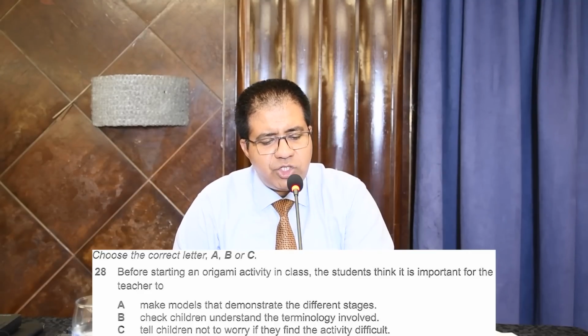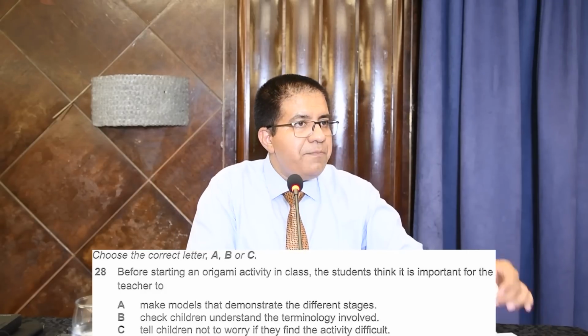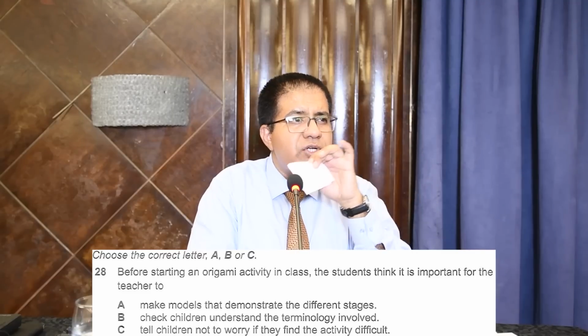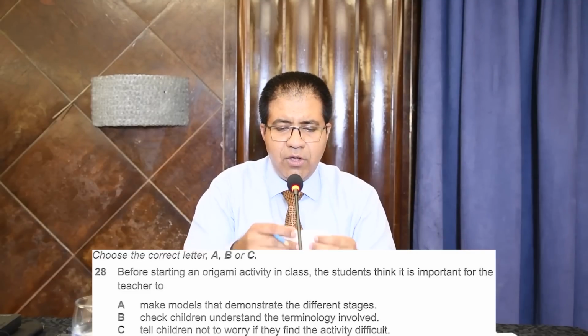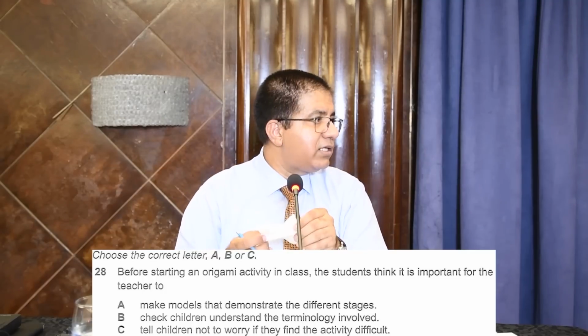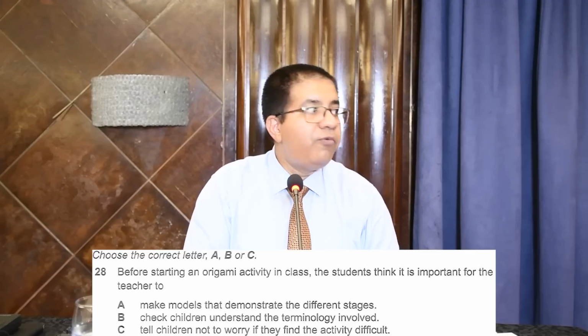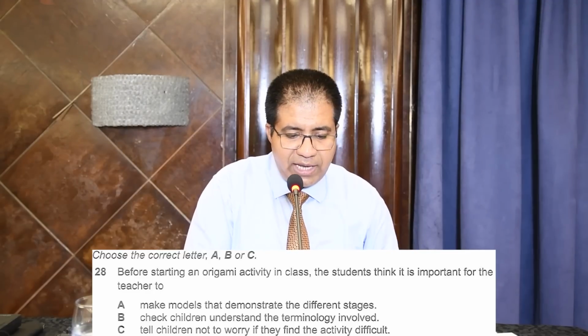Option B, check children understand the terminology involved. Actually, you know what happens? Whenever you are making anything out of paper, you use certain terminologies. For example, fold the paper, single fold, double fold. These are terminologies. So check children understand the terminology involved. So you need to make sure that they understand.